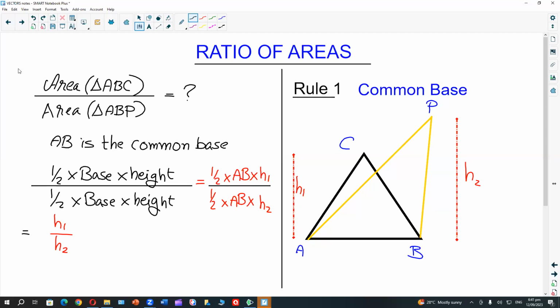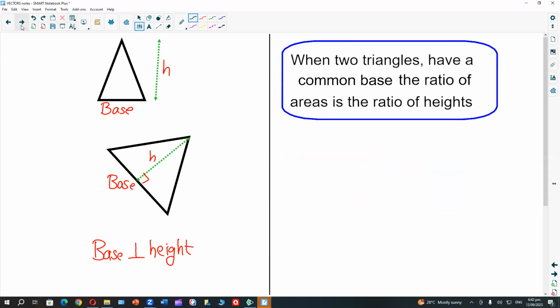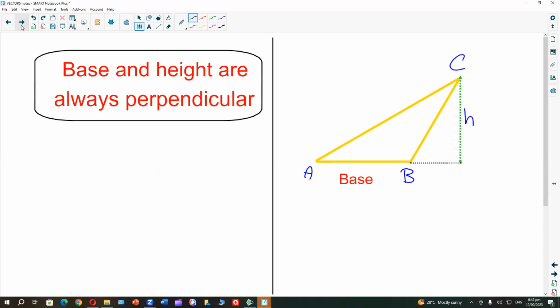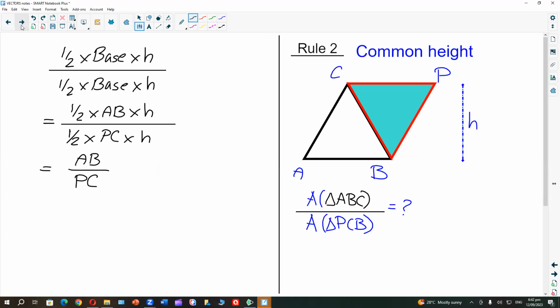Let me know once you have copied it. Oh, yes, I'm done. Good. So this property is used, that height and base should be perpendicular. Height and base should always be perpendicular. Base and height in our trigonometry, in our mensuration, and in our vectors should always be perpendicular.